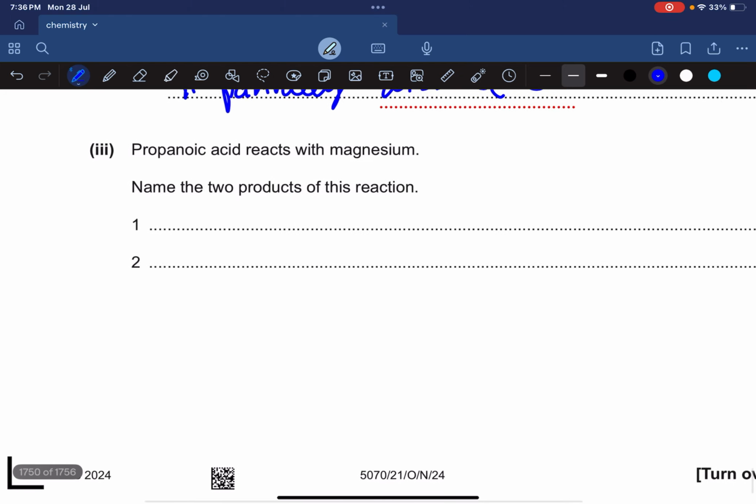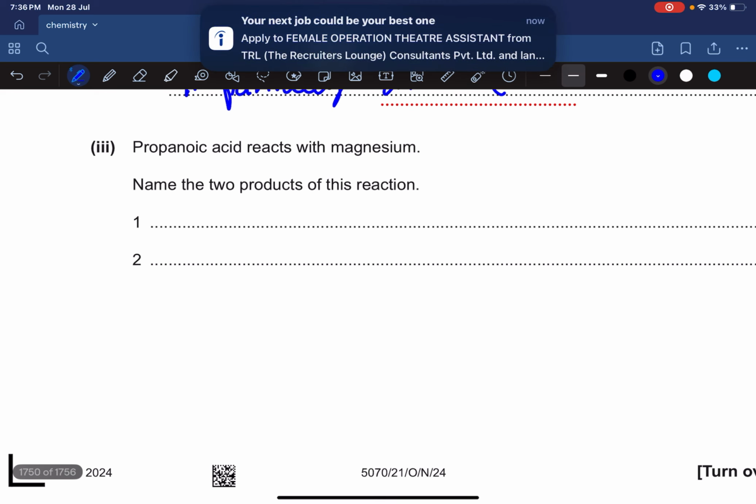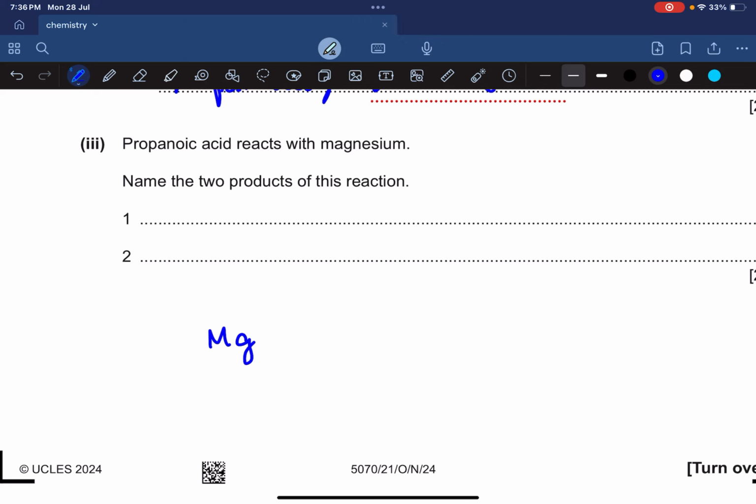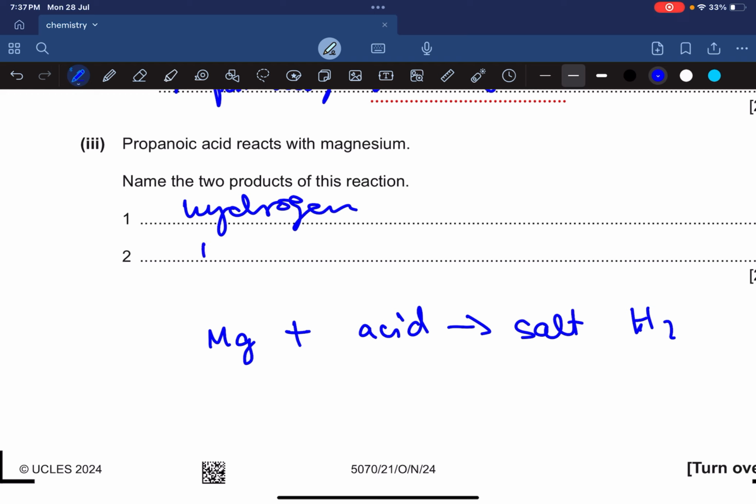Propanoic acid reacts with magnesium. Name two products of this reaction. Okay, you have your magnesium, which is Mg, and then you have your propanoic acid, which is an acid. So magnesium is a metal and that's an acid. So metal plus acid is going to form a salt and H2 gas. So the one thing is going to be hydrogen, and secondly the salt is going to be magnesium propanoate. That's going to be the name of the salt, because you have magnesium and propanoic acid.